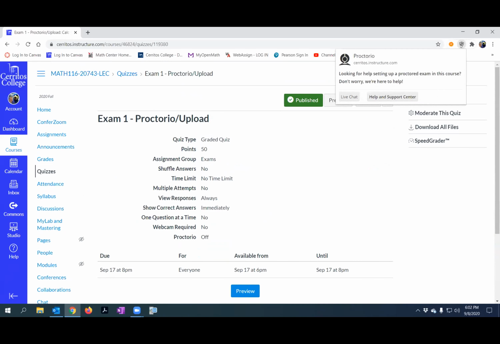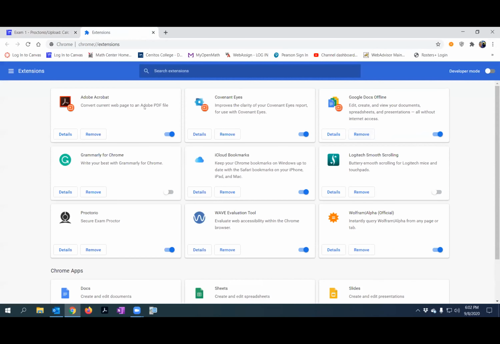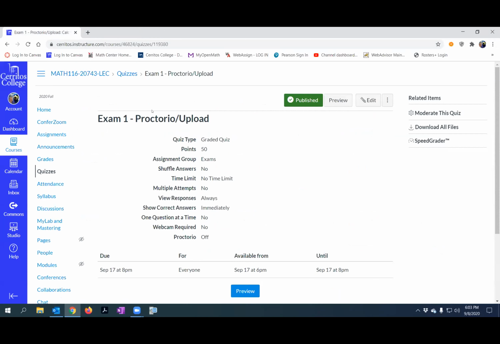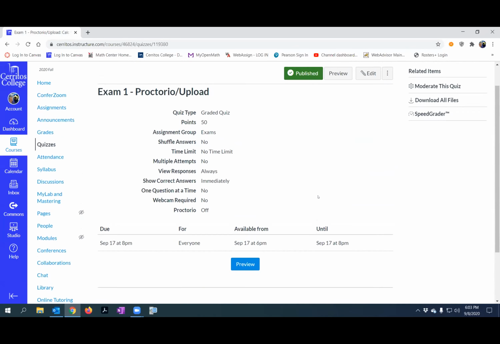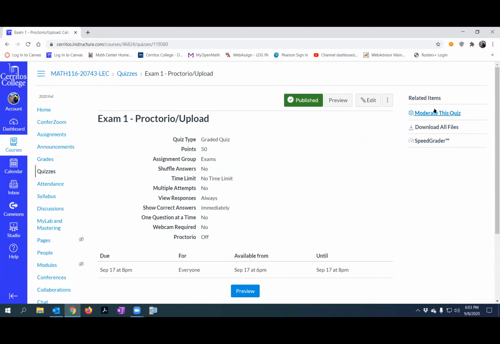You will need to make sure that you download Proctorio, and you can only run this in Chrome. You need to download Proctorio as an extension in Chrome. You just go here to extensions, more tools, and then extensions, and you get the Proctorio extension. Once you have that, you're going to log in here. Mine's going to say preview, but yours would actually be different.